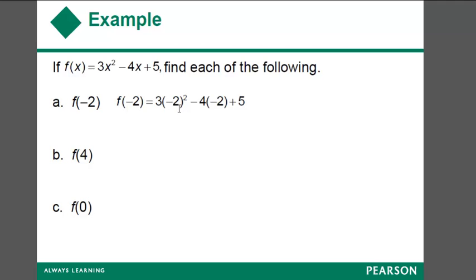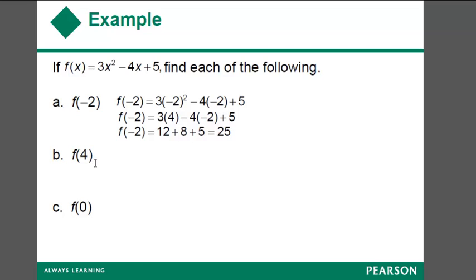Negative 2 squared becomes 4. I can continue simplifying. 3 times 4 is 12. Negative 4 times negative 2 becomes 8. 12 plus 8 plus 5 is 25. So f of negative 2 equals 25. What this means is at x equal negative 2, y is 25. We'll get into that a little bit more later.